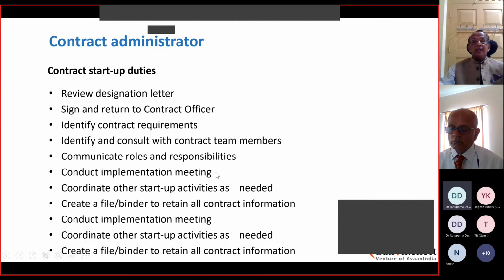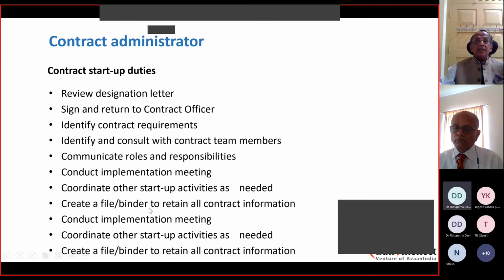Conduct implementation meeting. So this is where the daily meeting, in addition to that, separate groups, like the focus groups, has to be established, wherein the roles and responsibilities, the work is explained thoroughly, what are the problems they're encountering, all this has to be seen in the implementation meetings. Coordinate other startup activities as needed. Now, the contract manager may have other activities going on at the same time in the same project, and that also has to be coordinated and supervised as well.